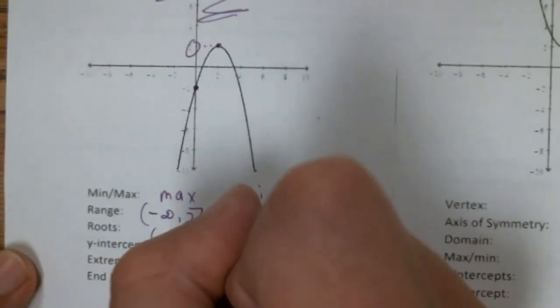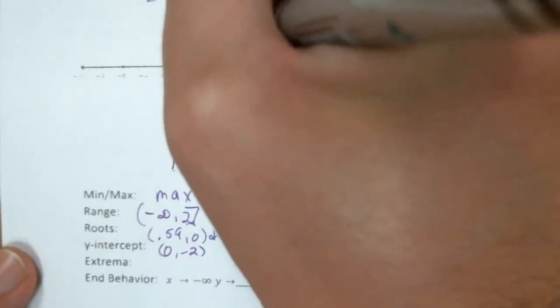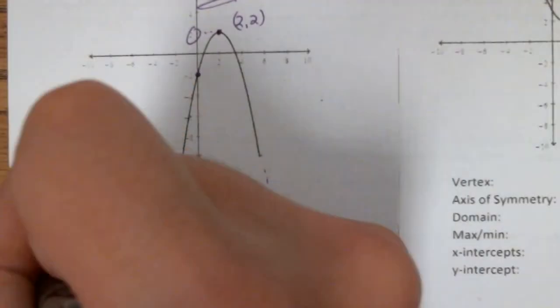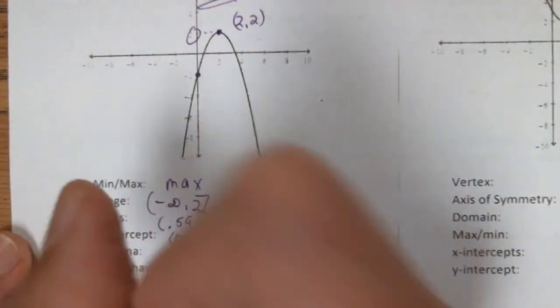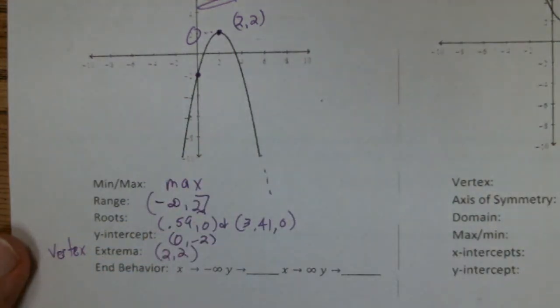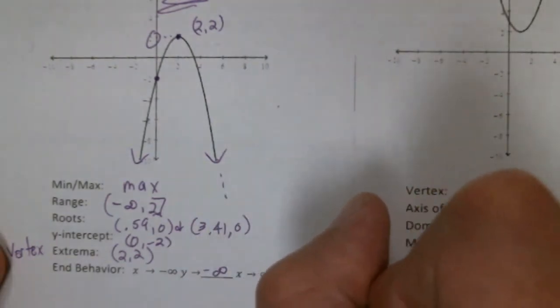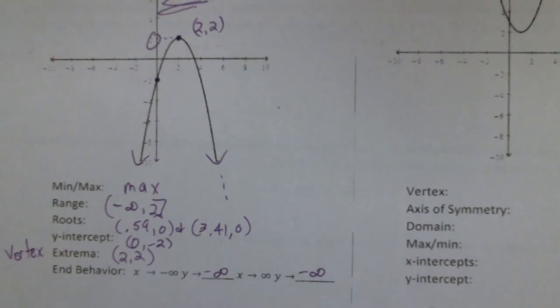Y-intercept, on this one I can clearly see it. It's at 0, -2. Extrema. Extrema is just another word for vertex, which is this spot. That's going to be 2, 2. So if you want to write vertex is another word for extrema, 2, 2. All right, where are both of my arrows pointing? Both of my arrows are pointing down, so both of my end behaviors are pointing, both of the y's are pointing towards negative infinity.